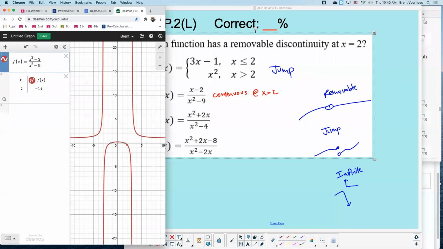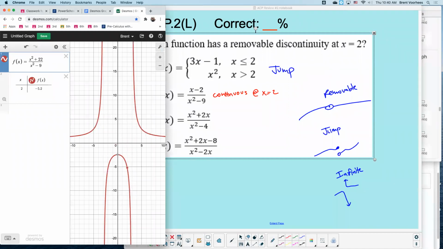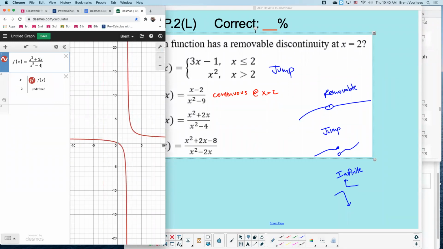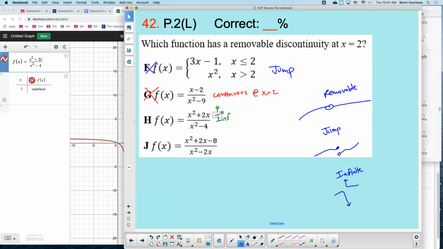So now I try this next one. X squared plus 2x over x squared minus 4. Okay, this one's broken. So we're in good business there. It's broken. What type of break is occurring though at 2? That's infinite. Is it supposed to be infinite? No. Okay, so it looks like J is going to be the correct answer here.